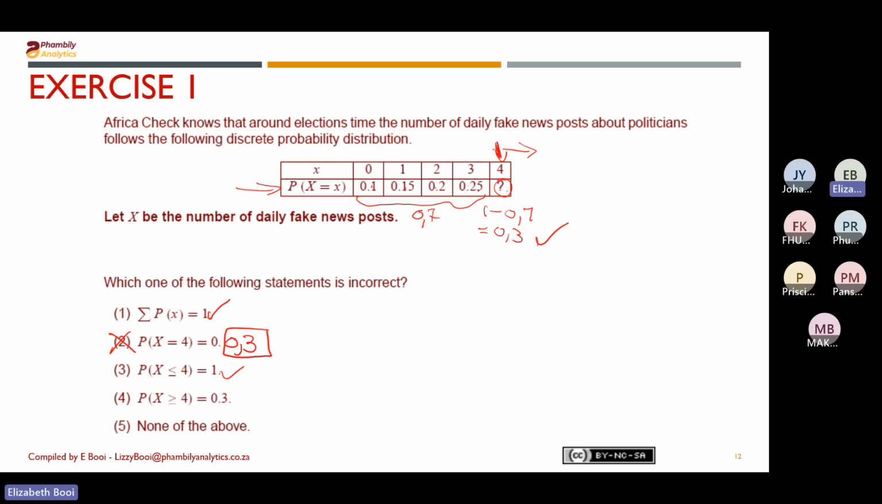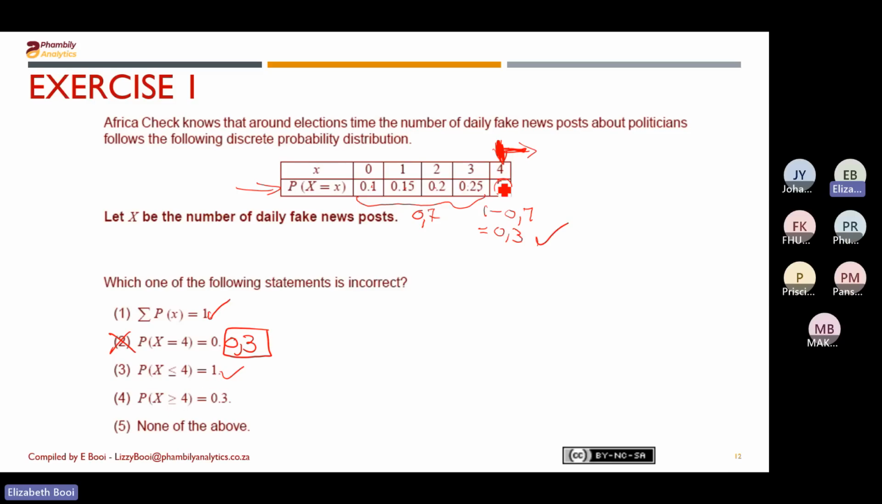If we had 5, 6, 7, 8, 9, 10, then it would have been 4, 5, 6, 7, 8, 9, 10. But now we only have 4. What is the probability of X is greater than or equal to 4? It is the same as the probability of X equals 4, because we start from this point, including that point, because there is an equal sign.